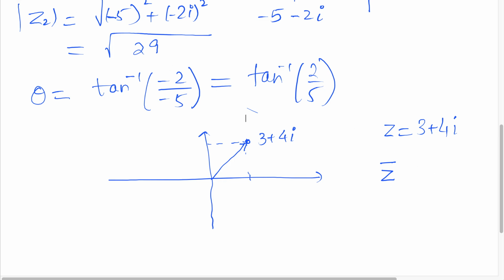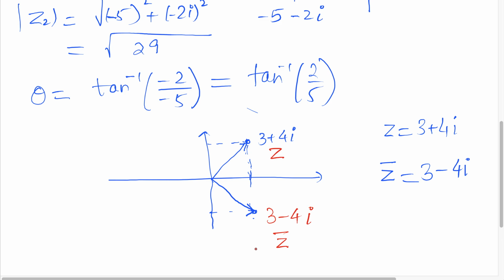So if I need to write the complex conjugate, all I do is change the sign of the imaginary part. So the distance from the origin will remain the same. The real part will remain the same, just that the imaginary part would now become minus. So if this is z, this is z bar.